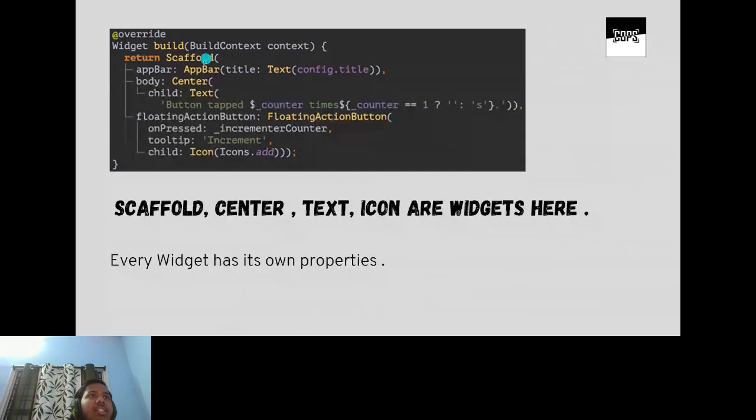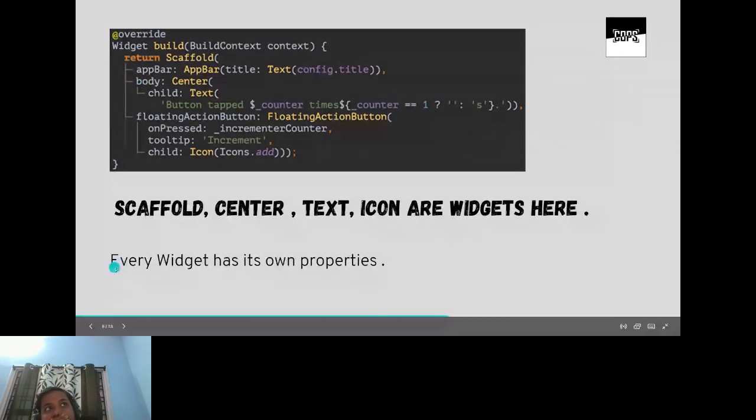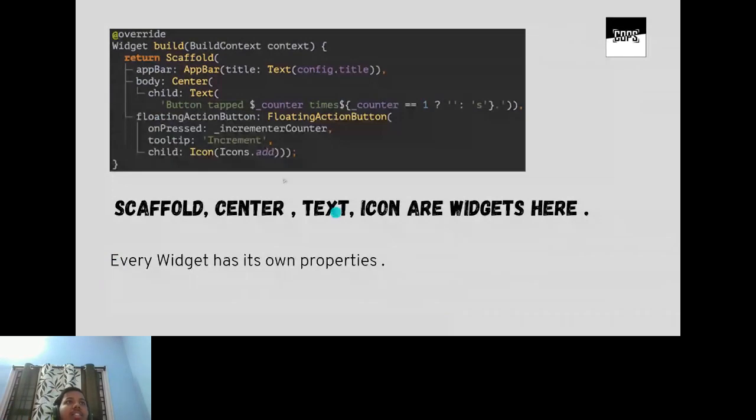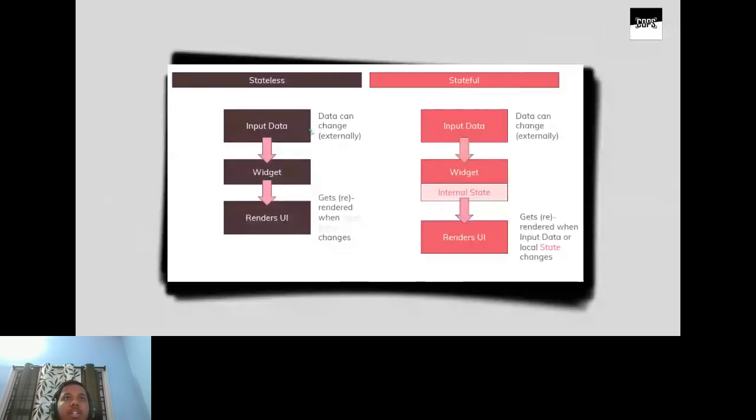Okay, then let us take this scaffold widget. In this scaffold widget, I have app bar as a property, I have body as a property, and I have a floating action button as a property. In that way, every widget has its own properties. You basically need to learn these widgets and their properties to make a better UI. So you learn all these widgets, app bar widget, center widget. I will explain what the center widget is, what the text widget is, and all things. Okay, let's move.